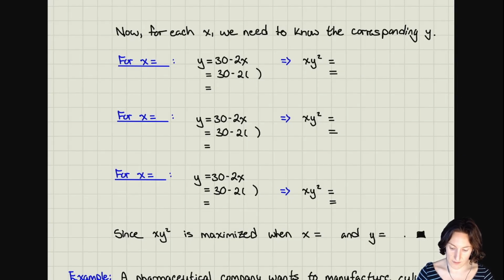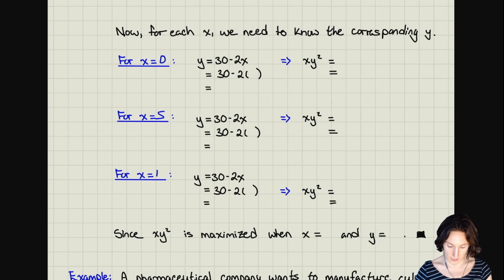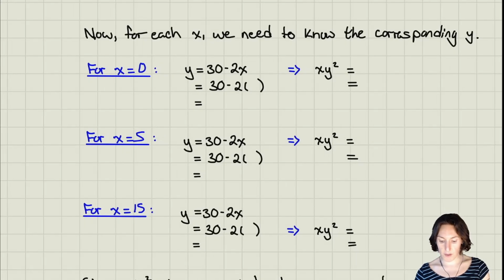So I'm going to have to check, well, one of my endpoints was 0, one of my critical numbers was 5, and the other critical endpoint was 15. So what I'm going to do is plug those into my y expression, because remember, I'm looking for an x and a y. And I know that my y is written as 30 minus 2x. So if x is equal to 0, I'm going to get 30.